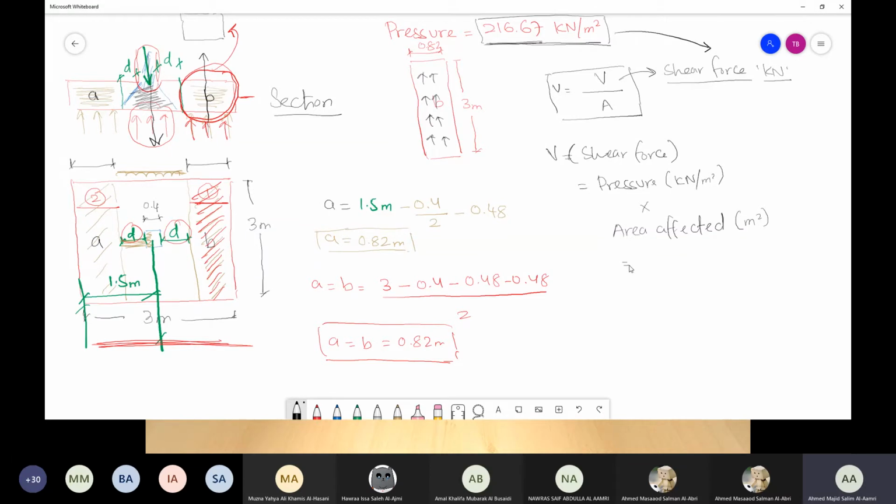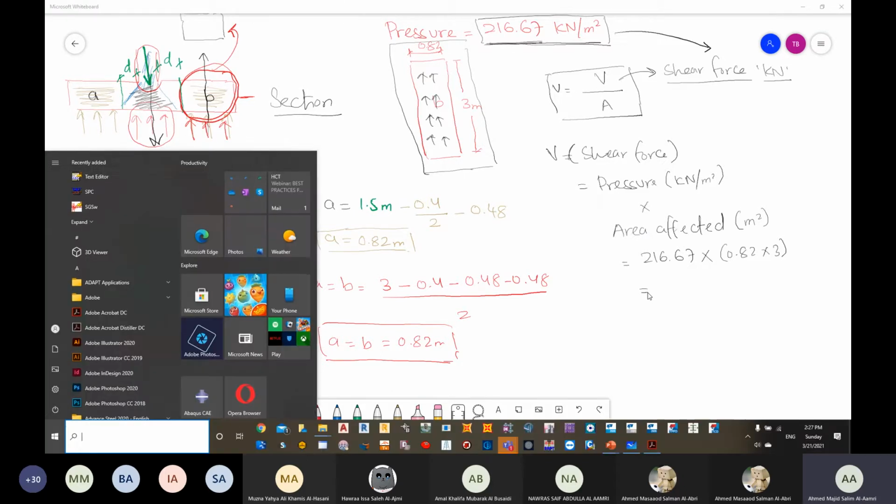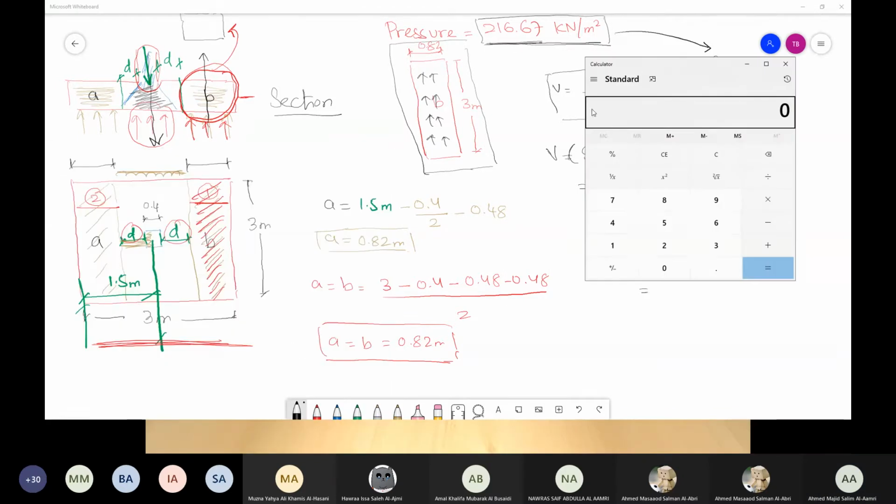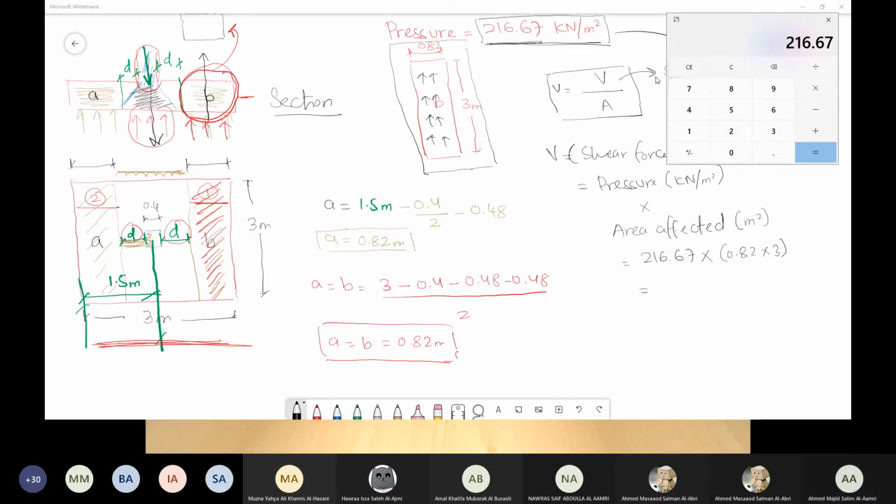Now you can see I have a loading of 216.67 kilonewton per meter square, which will affect my area that will be taken up, which is 0.82 into 3 meters. And if I multiply these, I'm going to get a value of 533.008 kilonewton. Now, is it clear whatever I have tried to do?